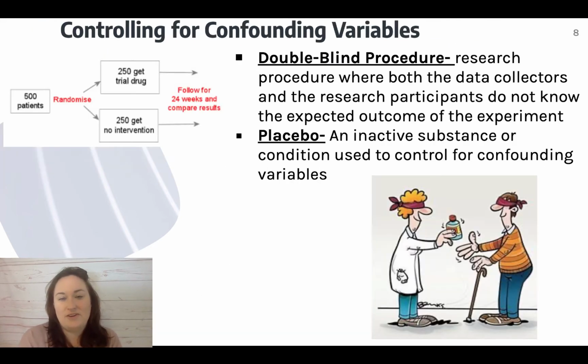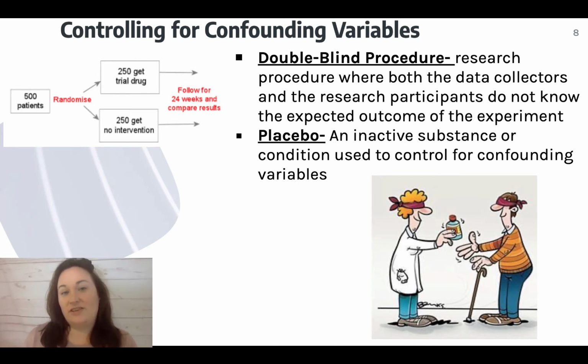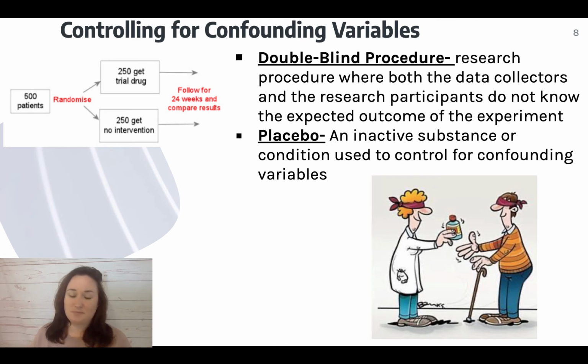Controlling for the confounding variable, we can also use a double-blind procedure. This is where both the researcher who is conducting the experiment and collecting data and the participants in the experiment are not aware of who is receiving the independent variable. So an easy example of this is with a medication. So let's say that you were testing an ADHD medication.